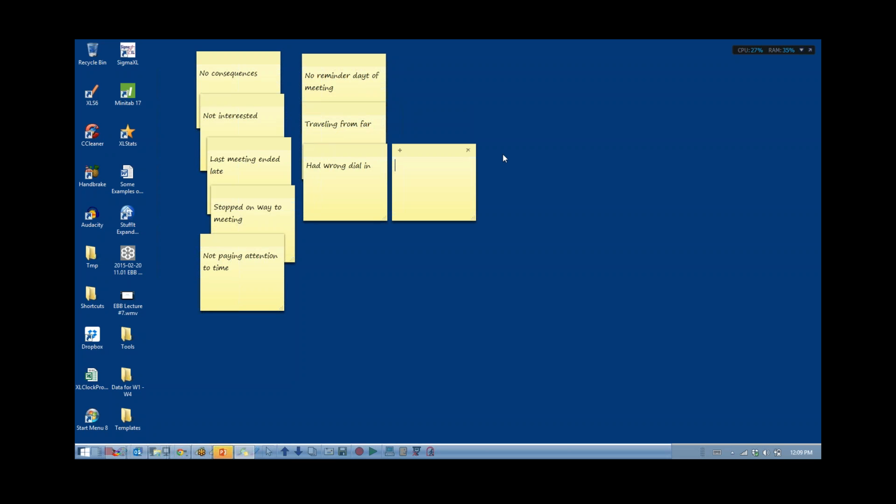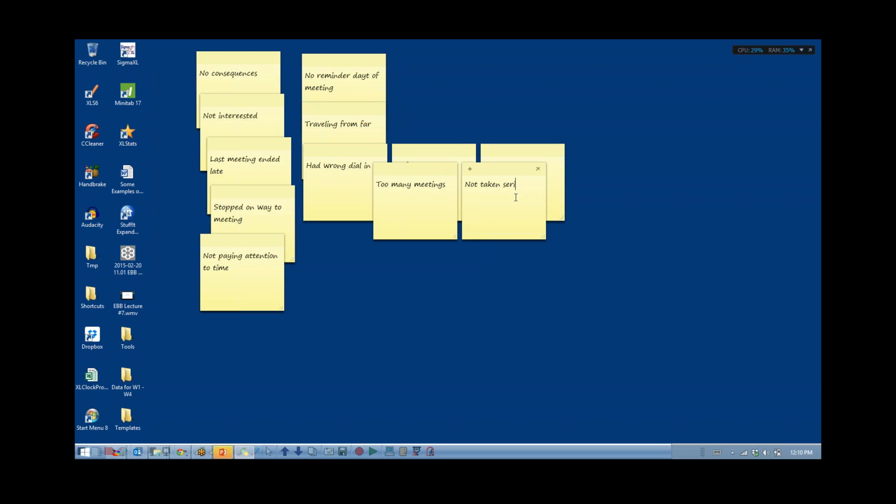Just looking at my list, I put unfamiliar with location. Okay, my spelling is not good here. Tammy. They were in the bathroom. Okay. John. Too many meetings and not taken seriously. Okay. Steve. Late invitation. Okay. Mike. They were finishing up something else that was more important, another email or task or something. Okay.